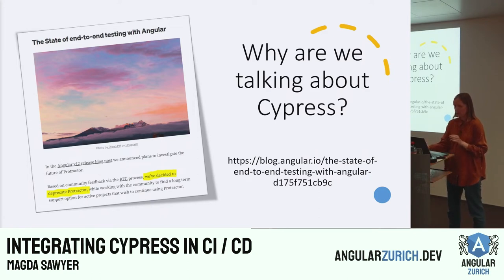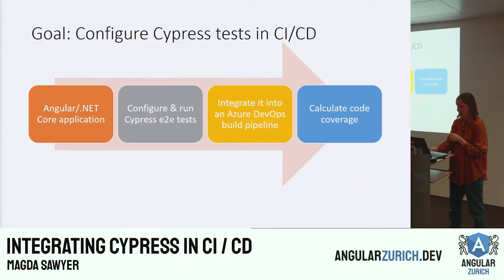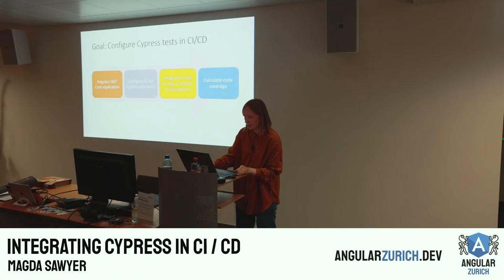So today we will look in detail how you can integrate Cypress using Angular. The goal that we want to achieve today is to take an Angular .NET Core application, configure and run Cypress end-to-end tests, and integrate them into an Azure DevOps pipeline, and also configure build coverage for it. Let me just quickly bring my browser here.